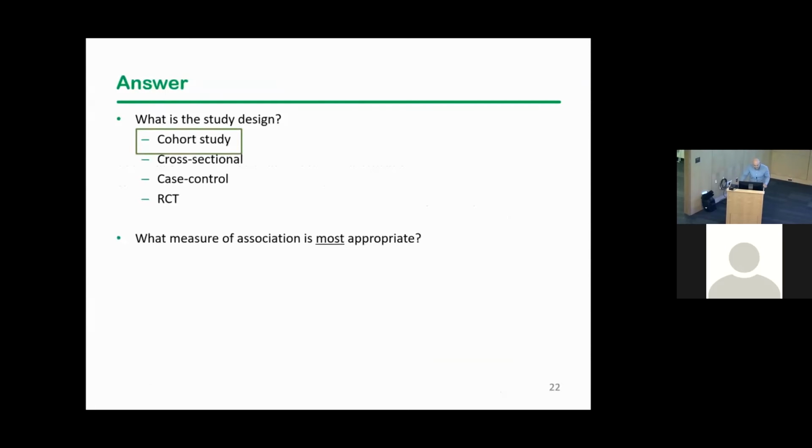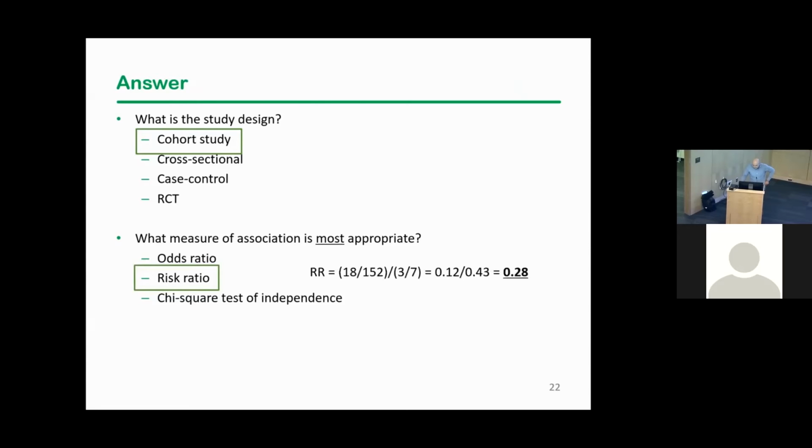So bearing with me in that way, what measure of association is most appropriate in a cohort study? Yeah, risk ratio. If you have that table to reference, how would we calculate that? Well, it'd be the number of people that got chickenpox in the vaccinated group over the number of people that got chickenpox in the unvaccinated group. What you can see here is the probability of getting chickenpox in the vaccinated group is 12%, and it's 43% in the unvaccinated group. So you just divide those percentages by each other, and you get 0.28, and that is our risk ratio. So what does that mean?